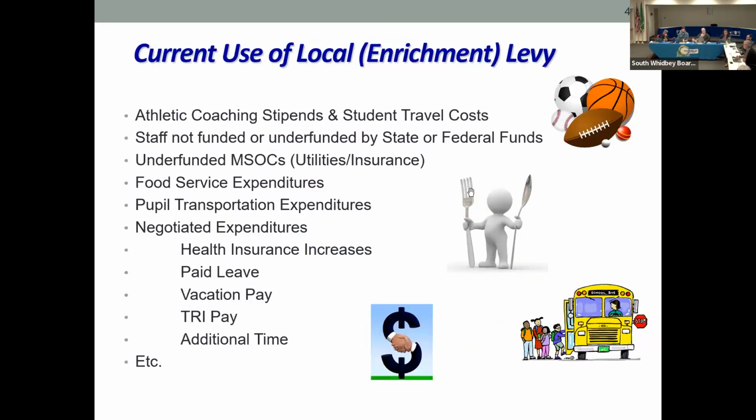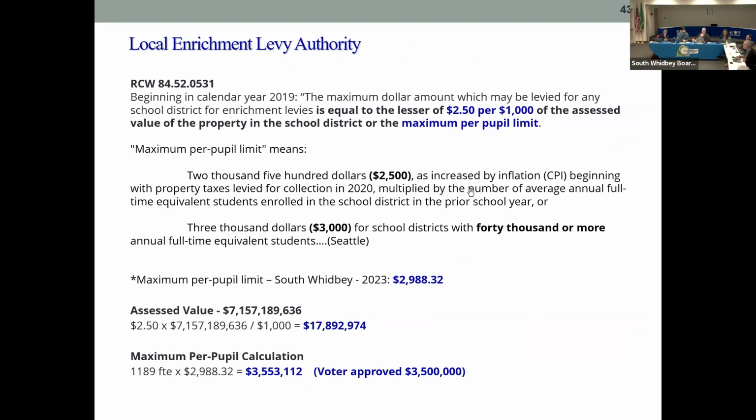First is the levy funds, and we use those for a variety of things. It's athletic programs, it's staff that we've talked about that are not funded or they're underfunded. The underfunding of materials, supplies, and other costs. Utilities and insurance takes up all the funds that we receive from the state. So if we're buying paper, if we're doing anything other than just those 2 things, we're paying for it out of the levy funds. Food service and people transportation, both of those exceed the revenue that we have for them. So we support those. And then anything that's negotiated, that's above and beyond what the state pays for, all comes out of levy funds. Including some things that they mandate and do not pay for.